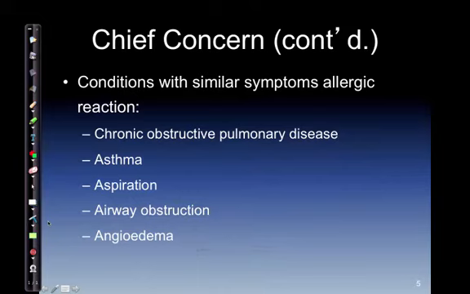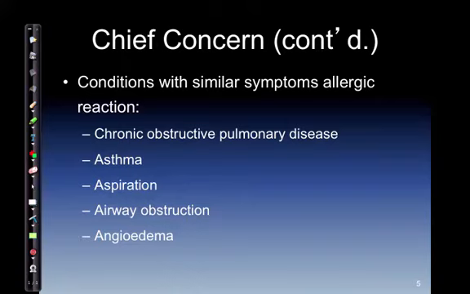Chief concern, continued. We see other conditions with similarities to an allergic reaction, one of them being chronic obstructive pulmonary disease, from the shortness of breath. Asthma will also give us wheezing, and aspiration will also give us wheezing due to a foreign body actually within the lung tissue. Airway obstruction can give us decreased ability to bring in air. And then angioedema usually involves significant swelling. Angioedema is of the lips, face, upper airway, tongue, and may also include the digestive tract.